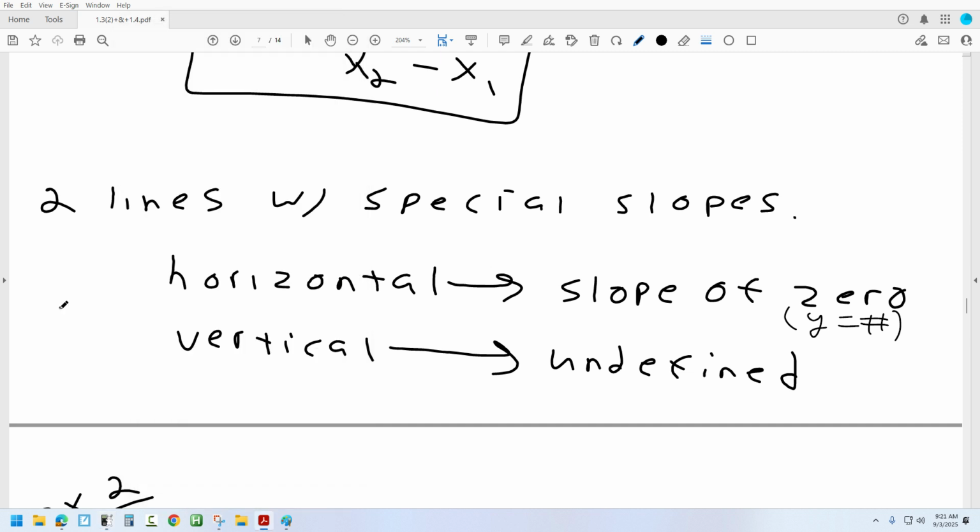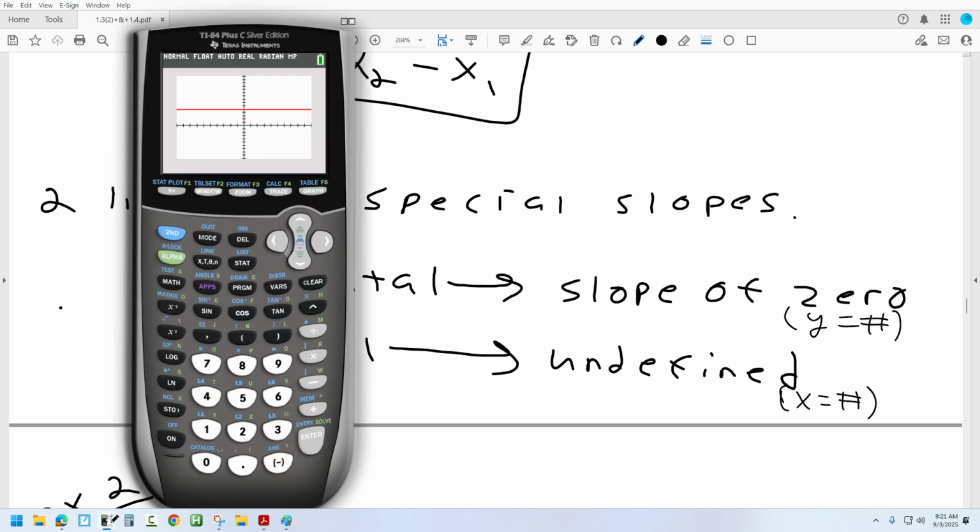Does anybody remember what the equation of a vertical line looks like? x equals a number. That is x equals a number. That I cannot graph on the calculator. The calculator is set up to graph functions. When you have your calculator in function mode, it cannot graph a vertical line because a vertical line is not a function.